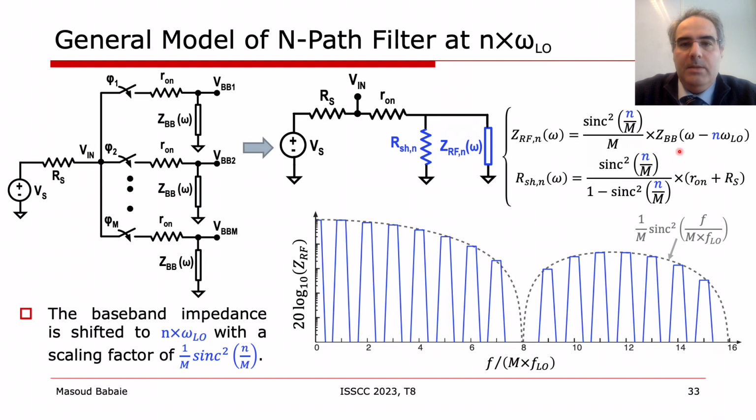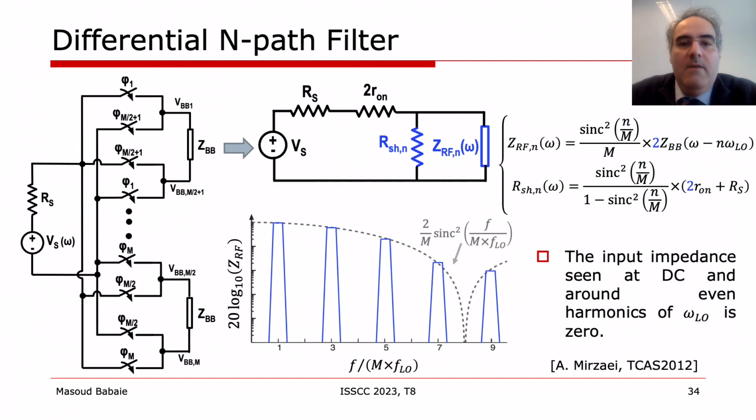Here, the baseband impedance ZBB is shifted to n times omega LO with a scaling factor of 1 over m times sinc squared of n over m. It means that the magnitudes of the bandpass impedances at the higher harmonics are smaller. Moreover, there are no harmonic responses at the integer coefficients of m times FLO. We can partially resolve this issue by using a differential structure.